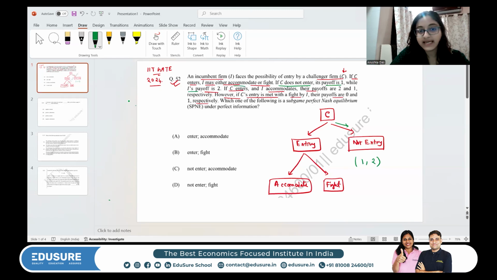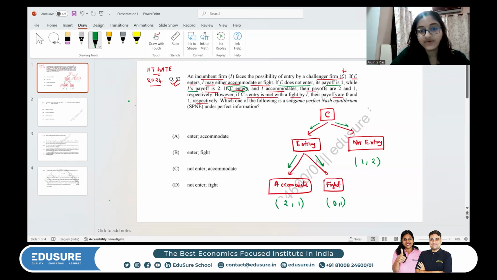Now what happens if C enters? If C enters and I accommodates, then what is the payoff? Their payoff is given to you as 2 and 1. And the other case, when C enters into the market and I fights back. When this happens, the payoffs are 0 and 1 respectively.